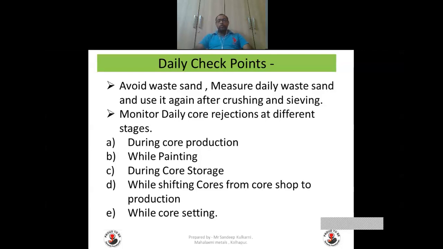Monitor daily core rejection at different stages, like during core production, wastages while painting, wastages during core storage, wastages while core shifting from core shop to production, and wastages while core setting. So you have to monitor these wastages or rejection or breakages of core. Gather the data, analyze it, and take appropriate action to reduce these wastages, rejection, and breakages to improve your cost control.